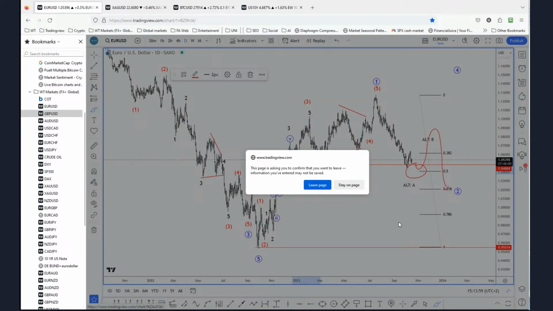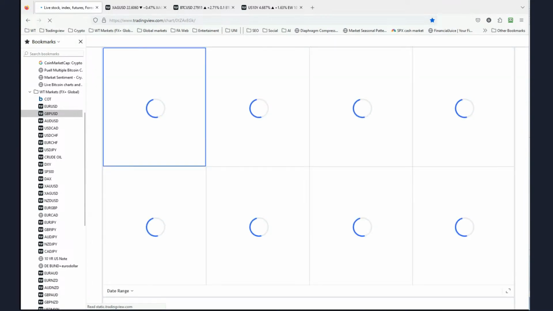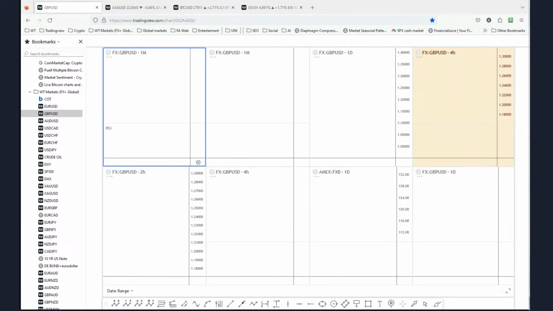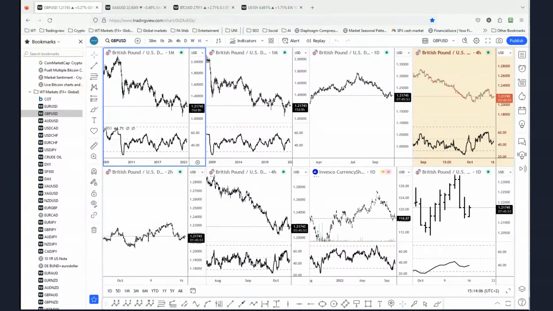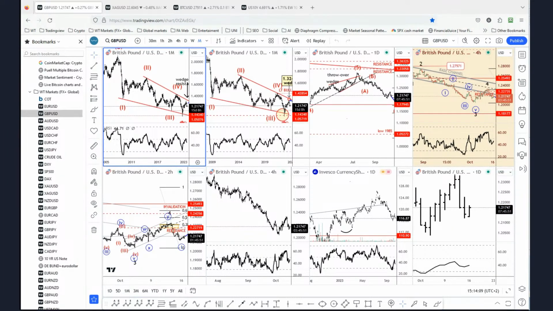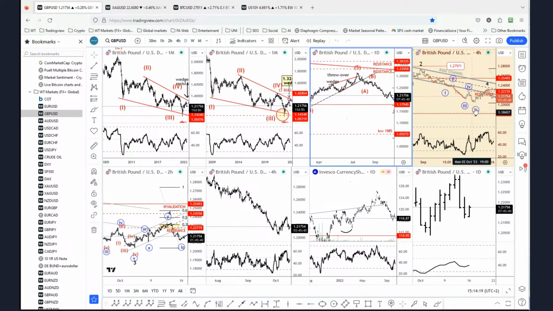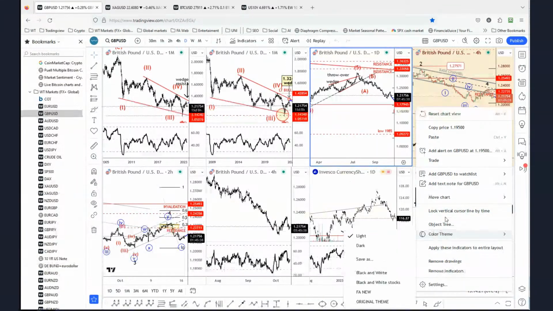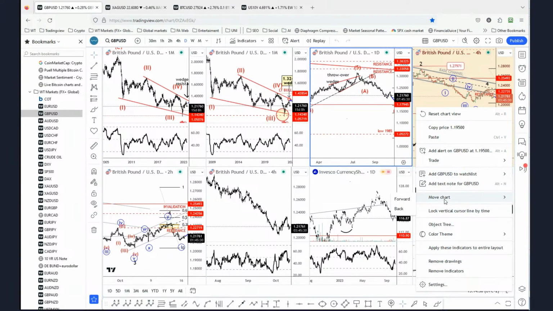Now let's take a look also at cable. I think that UK CPI data will be released on Thursday, Friday. So this could potentially cause some volatile moves here on the pound, but for now everyone is looking, as you know, for inflation to come back to 2%. So it really depends what the data will be.